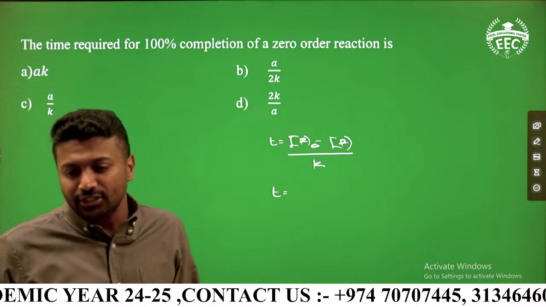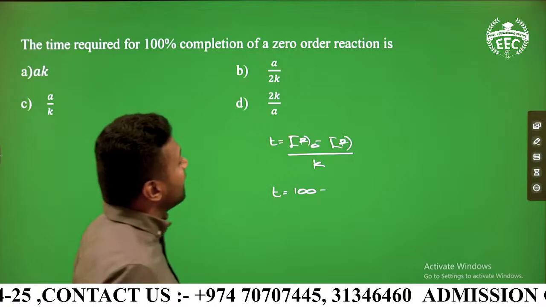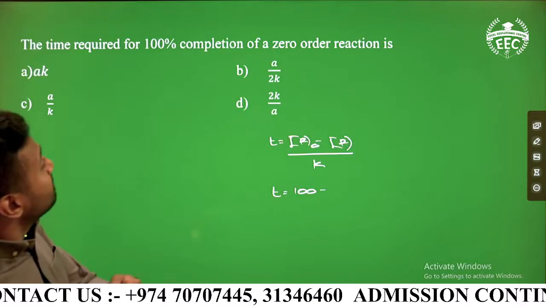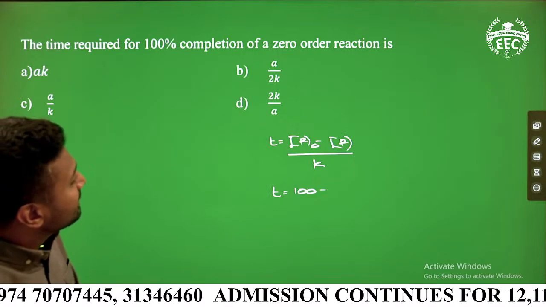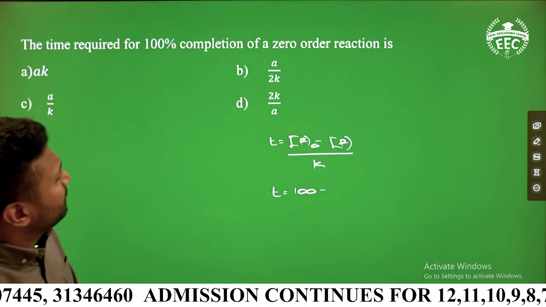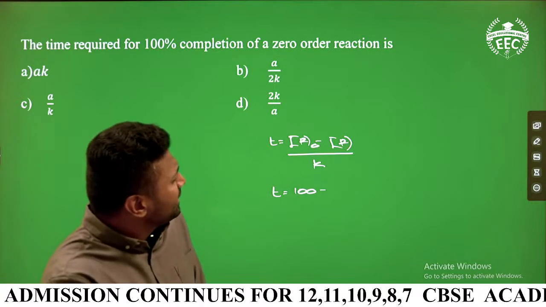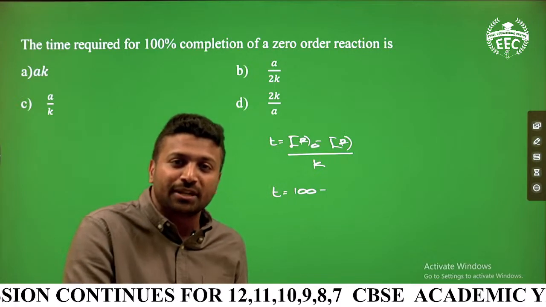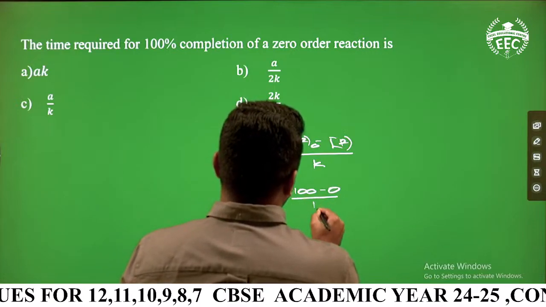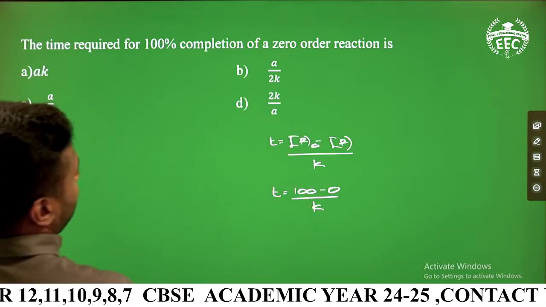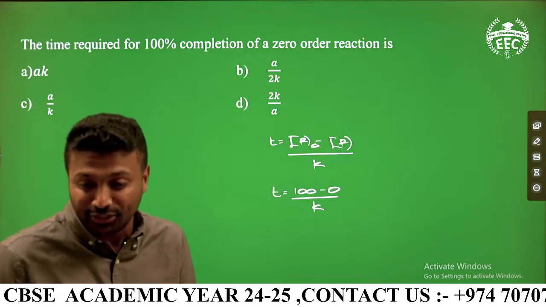In case of a percentage question, R0 will be 100, minus R. What is meant by R? R is the concentration of the remaining reactant. Since we require 100% completion, the concentration of the remaining reactant will be 0, divided by K. So time will be, here you are actually given R0 in terms of A. So go with A.